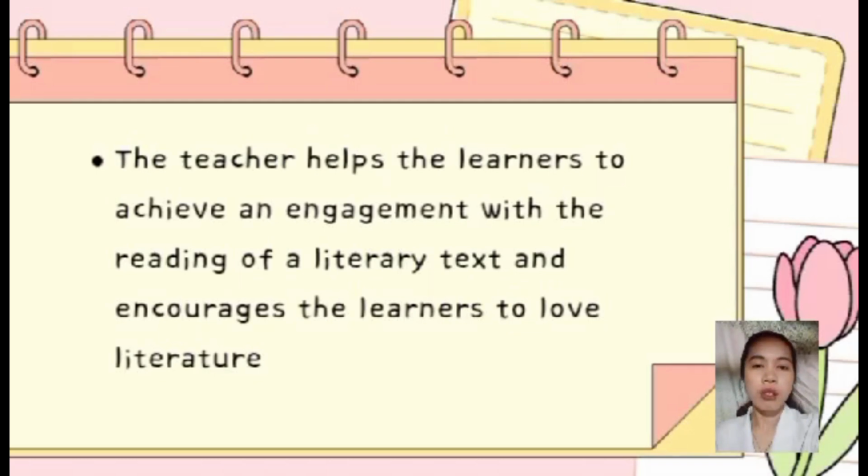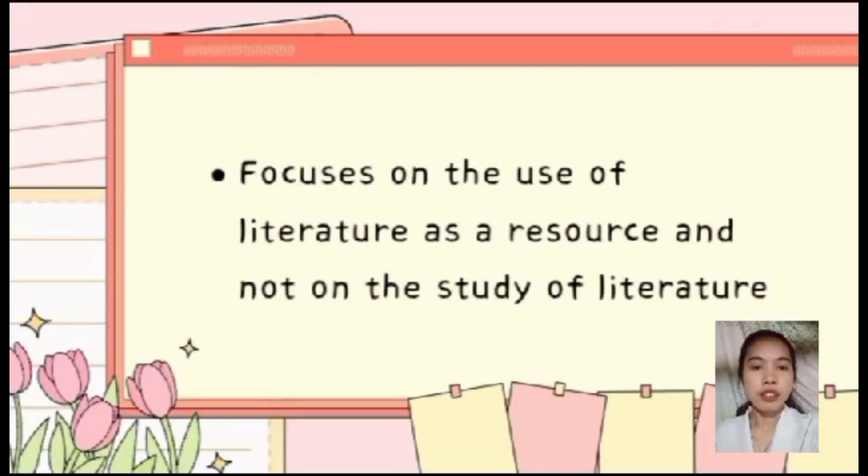Also, this model focuses on the use of literature as a resource and not on the study of literature. Because in this model, literature is seen as a resource that can provide valuable insights, stimulate emotional and intellectual growth, and of course, foster self-reflection. The primary goal is to engage the students with text in a way that promotes individual growth, helping individuals to understand themselves better, develop empathy, and apply lessons from stories to their own lives.